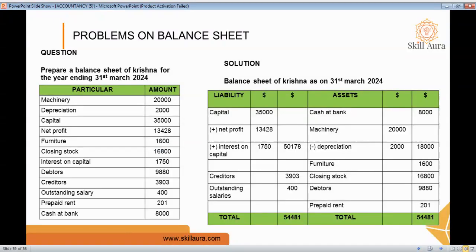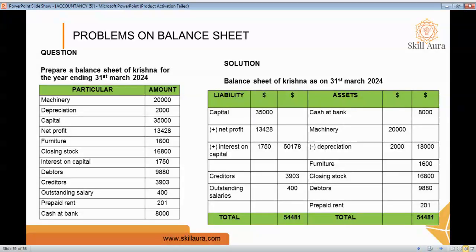Let's have an example for this with a problem. The question is, prepare a balance sheet of Krishna for the year ending 31st March 2024. It has two columns, that is particulars and amount. The question goes like this. Machinery is 20,000, depreciation 2,000, capital 35,000, net profit is 13,428, furniture is 1,600, and closing stock is 16,800. Interest on capital is 1,750, and debt is 9,880. Creditor is 3,903, and outstanding salary is 4,000. Prepaid rent is 201, and cash at bank is 8,000.